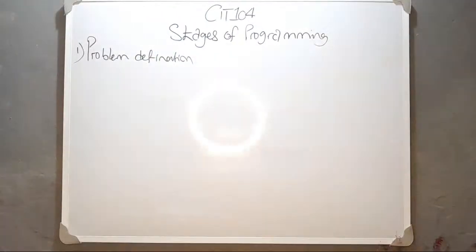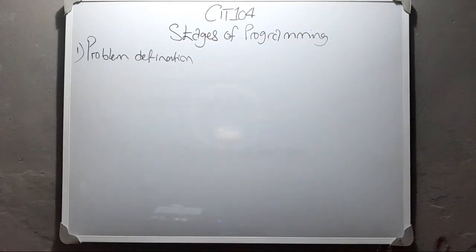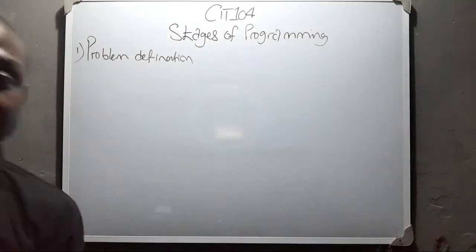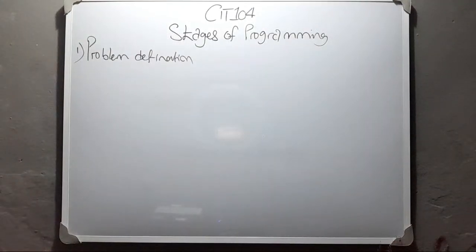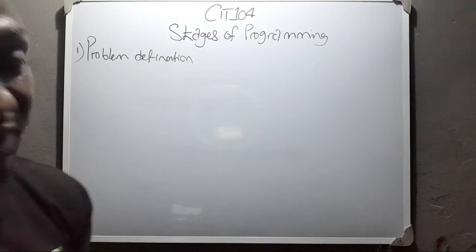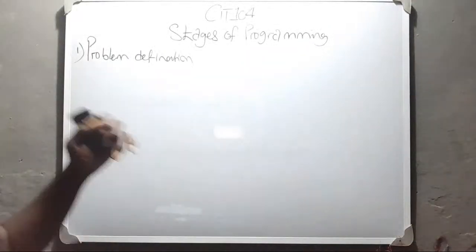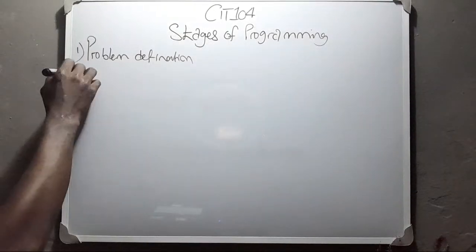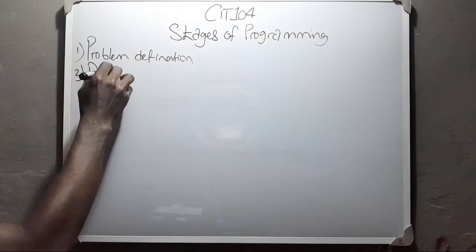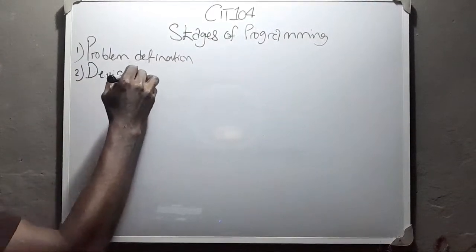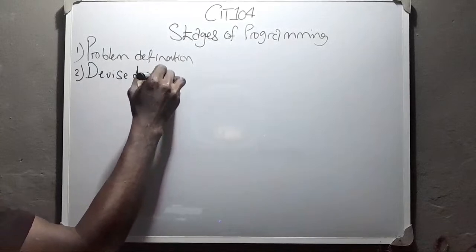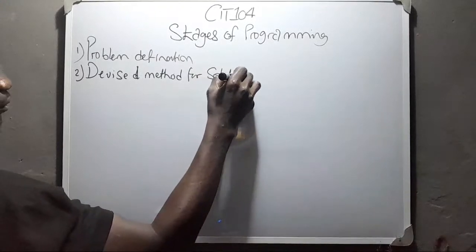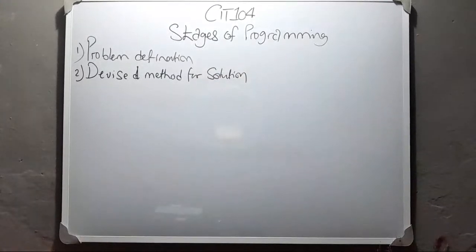Now the very first one, we have problem definition. The very first stage of programming is for the programmer to identify what the problem is. As soon as they identify what the problem is, then the very first problem is solved. Now we have the second stage. He has to devise a method for solution.